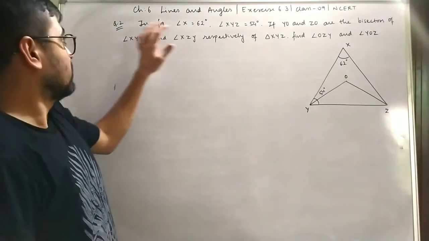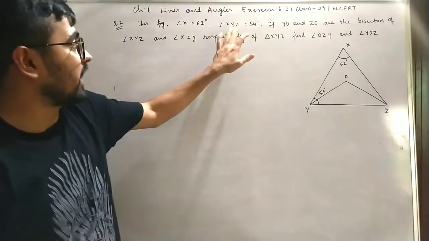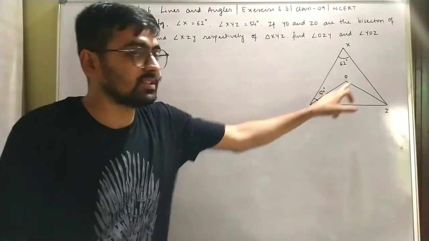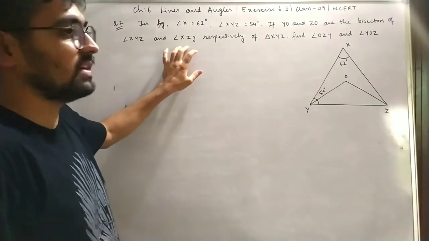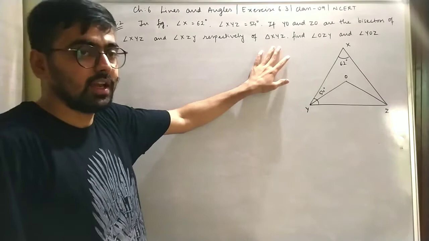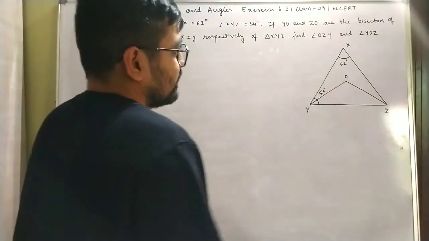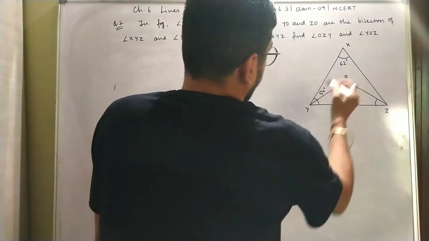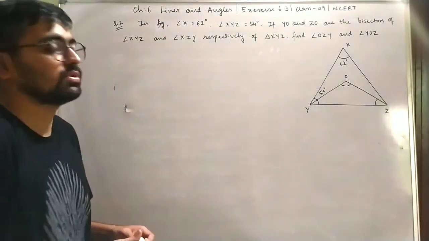Now let's do question number 2. In the figure, angle X is 62 degrees, angle XYZ is 54. YO and ZO are the bisectors of angle XYZ and angle XZY respectively of triangle XYZ, and we are supposed to find angle OZY. What do we have to find? Angle OZY and angle YOZ. These two angles we are supposed to find.